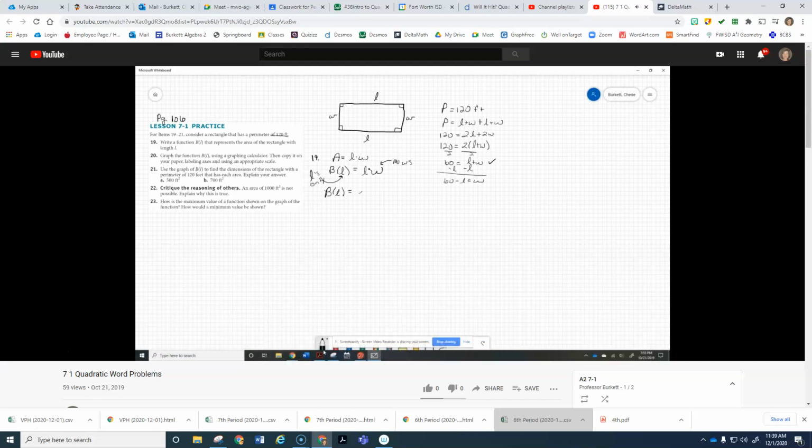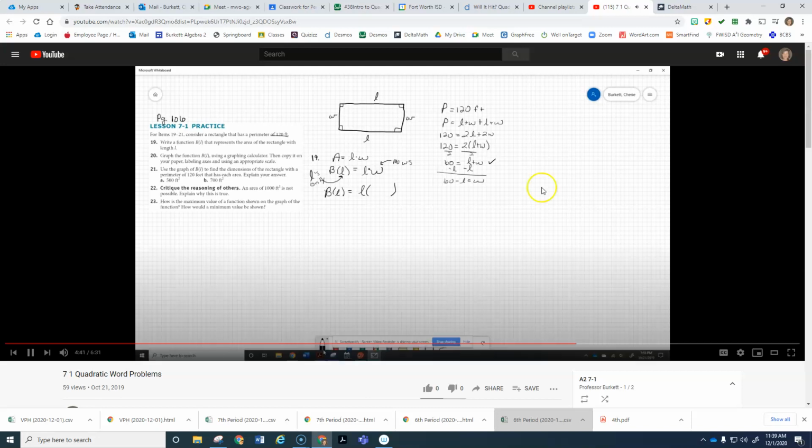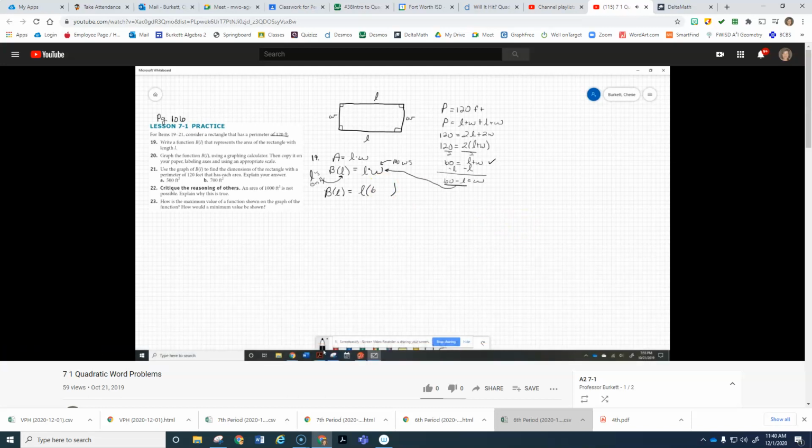I am going to still say length times, but we learned with substitution not too long ago that if I have a width, and over here I know what the width is equal to, I can take this and substitute it in for the W. So this is going to be 60 minus L. So I now have an equation that represents the area, and it only has L's in it. The length times the width represented as 60 minus the length.